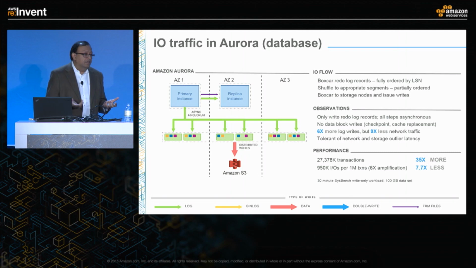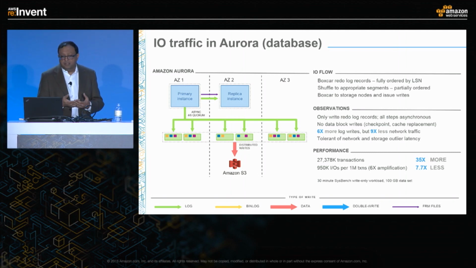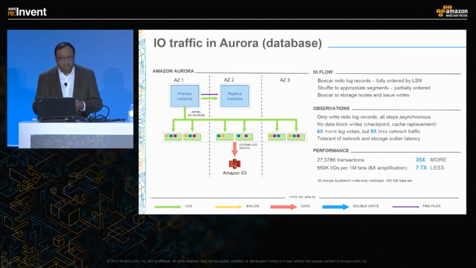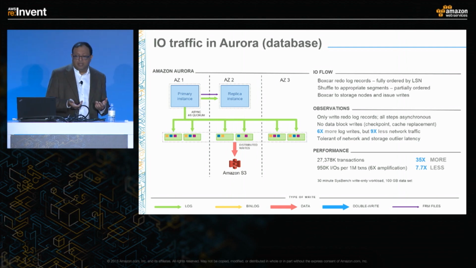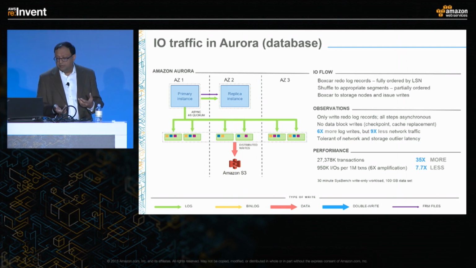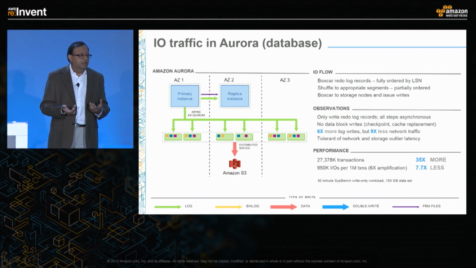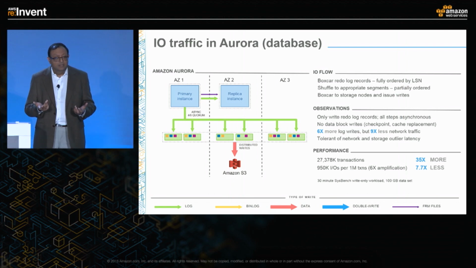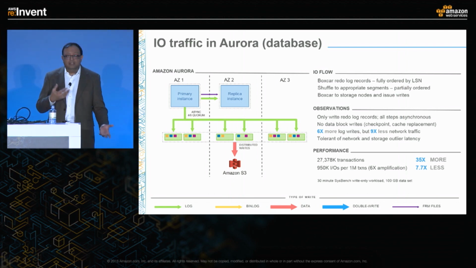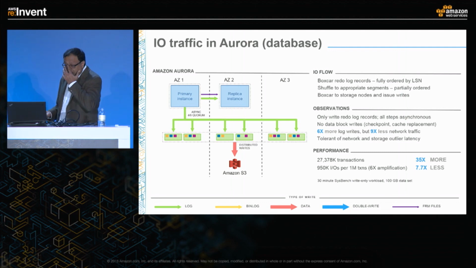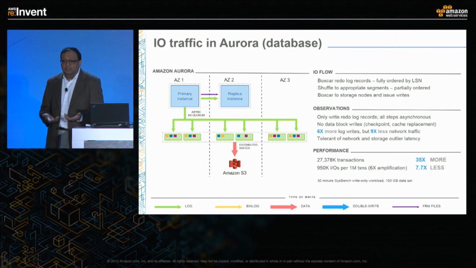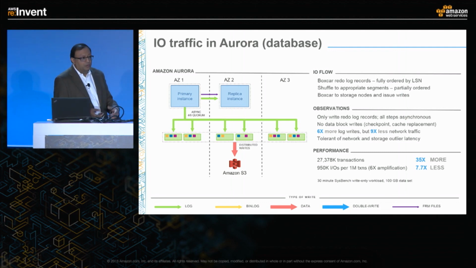And so netting it out, what that means is that over that same 30 minutes, we're running 27 million transactions, which is 35 times more than the prior slide. And we're running just under 1 million IOs per million transactions per second, including that 6x amplification. And so that's 7.7 times less. And so a good deal less. And so that kind of starts to show why we're running better. It's basically we're doing less work, so it takes less time, right? Simple as that. So where did all those IOs go?